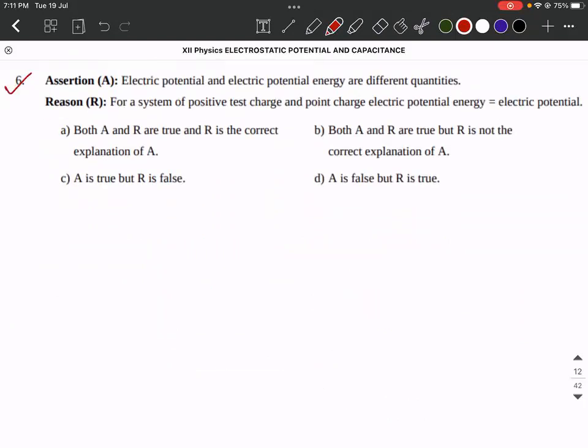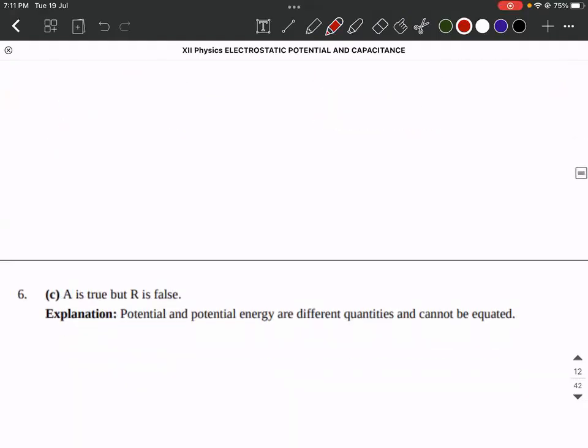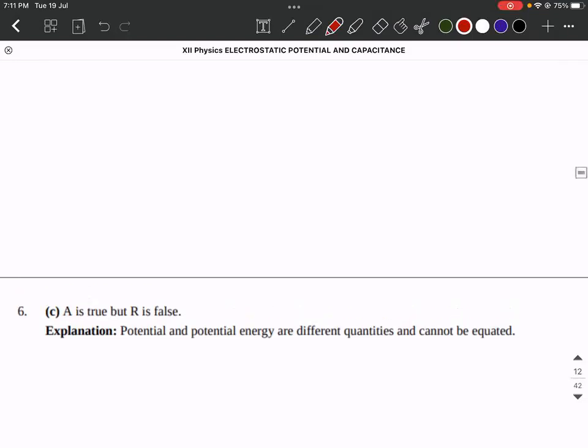Electric potential and electric potential energy are different quantities. True. For a system of positive test charge and point charge, electric potential energy is equal to electric potential. Is it right? So A is true, but R is false. Correct?